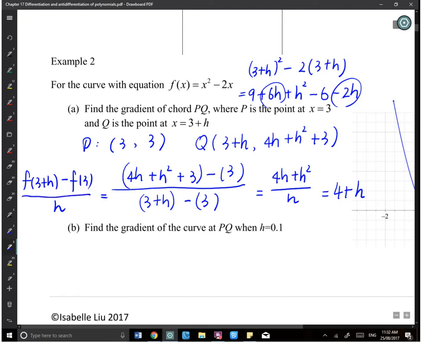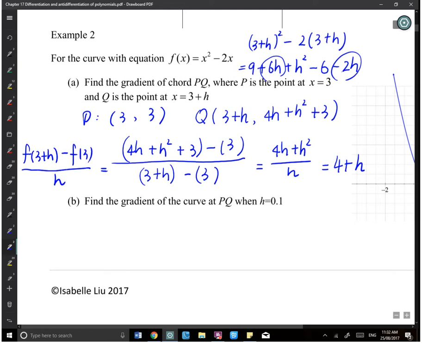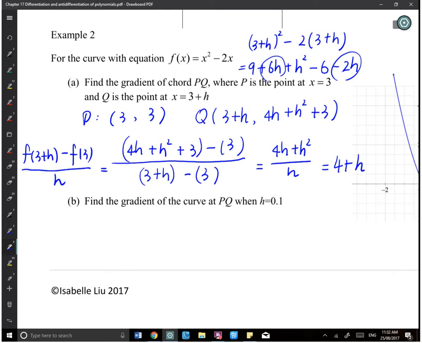That's the gradient. So 4 plus h is the gradient of PQ, and it depends on the value of h. The larger the h, the higher the gradient. The smaller the h, the smaller the gradient. So if h is 1, then the gradient is 4. If h is 2, then the gradient is 6.